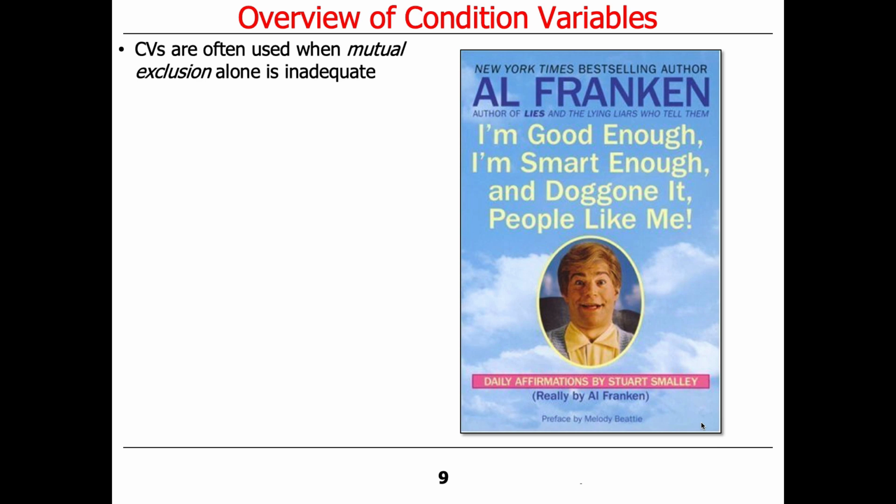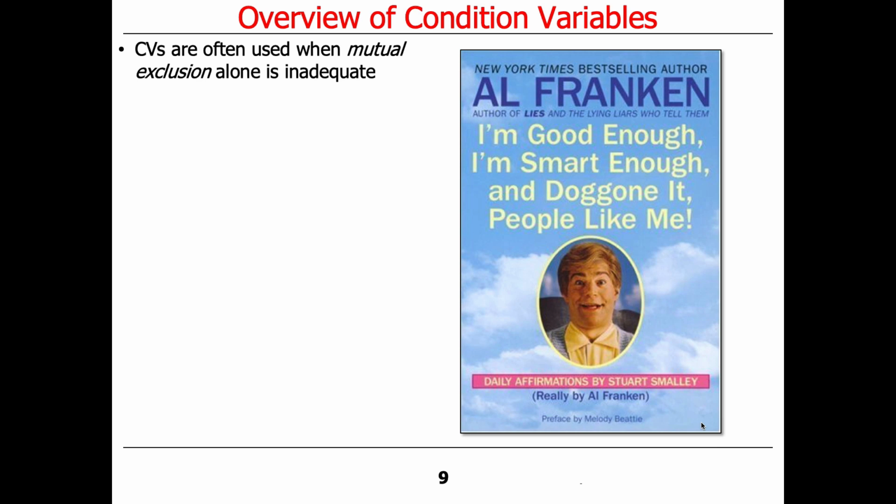Condition variables are used when mutual exclusion, which is what we get from reentrant locks, alone is inadequate. You guys probably don't remember who this guy is, except for the fact he was a disgraced politician from a couple years ago. But long before he was a disgraced politician, he was actually a comedian on Saturday Night Live, and he went by the name of Stuart Smalley. And he would always say he was a self-help coach who would always feel inadequate. And he would say, I'm a loser, I'm a failure, and so on. It was actually pretty funny.